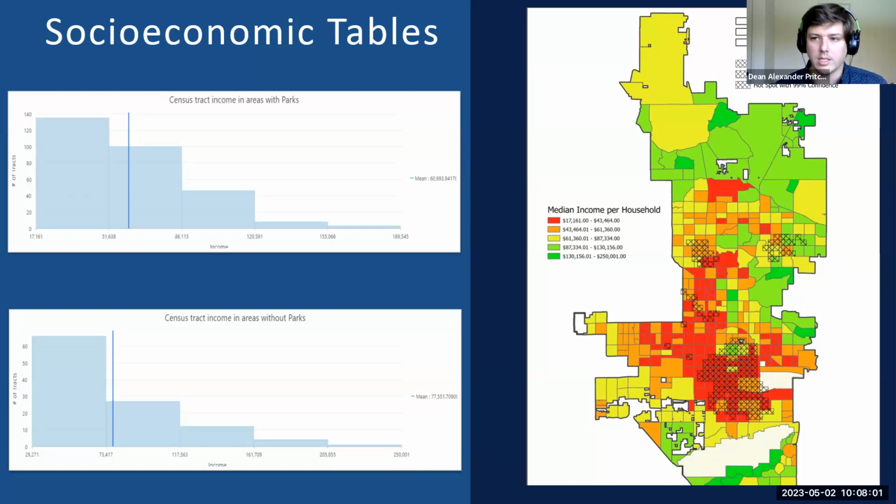So the city of Phoenix does seem to do a good job with providing parks to those of lower socioeconomic ability. So there doesn't appear to be much discrepancy socioeconomically with those parks.